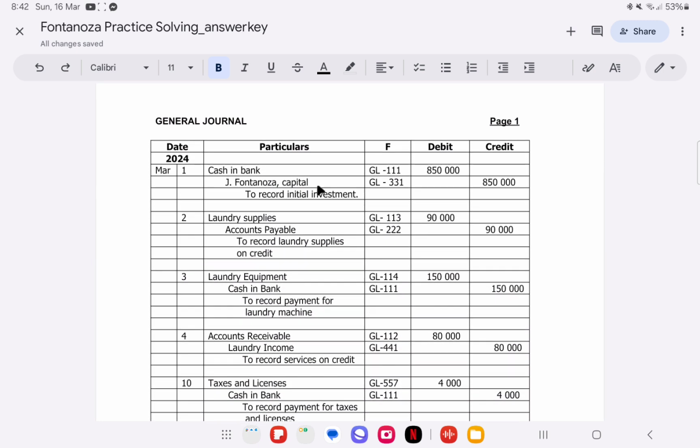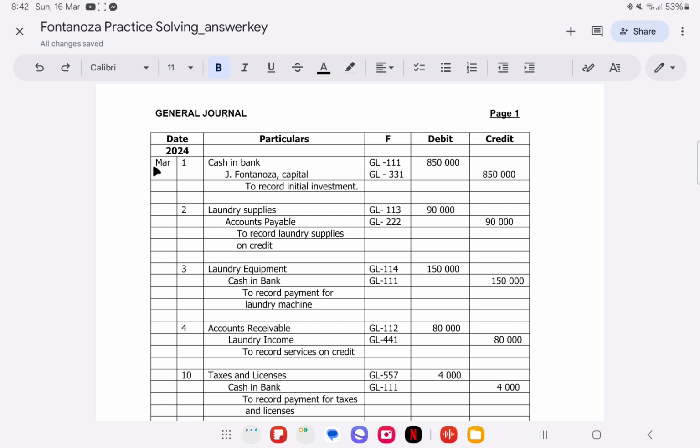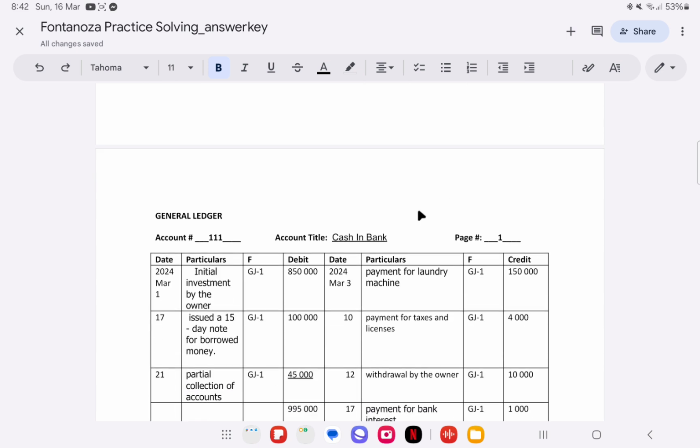Since we are done with the general journal, our task for today is to post the journal entries to the general ledger. Okay, so on March 1, 2024, debit cash in bank 850,000. So go to the ledger.